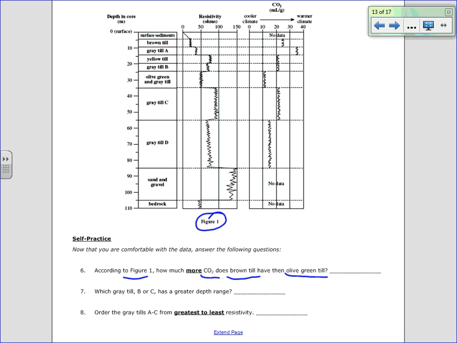All right, those are the 4 things I would underline because that's what my eye should drift back to in the question. So figure 1, CO2, brown till, olive green till. We compare them. CO2 would be here for brown till and here for olive green till. And if it says how much more, you have to do the subtraction. It'd be about 22-ish minus 11-ish. Some of you are going to be somewhere around 11. Brown minus olive.